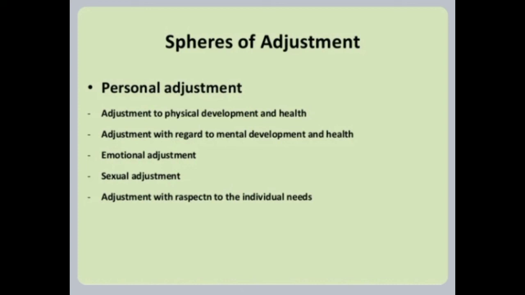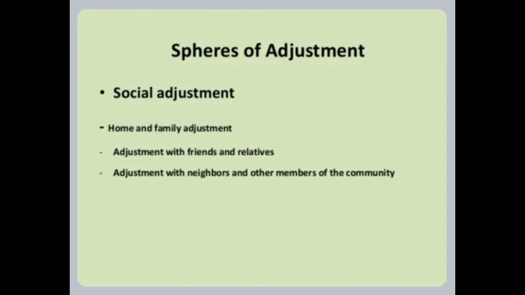Under the personal adjustment are adjustment to physical development and health. Next, adjustment with regard to mental development and health. Next, emotional adjustment. Next, sexual adjustment. And lastly, adjustment with respect to the individual needs. Under the social adjustment are the home and family adjustment. These are the adjustment with friends and relatives. This is also the adjustment with neighbors and other members of the community.